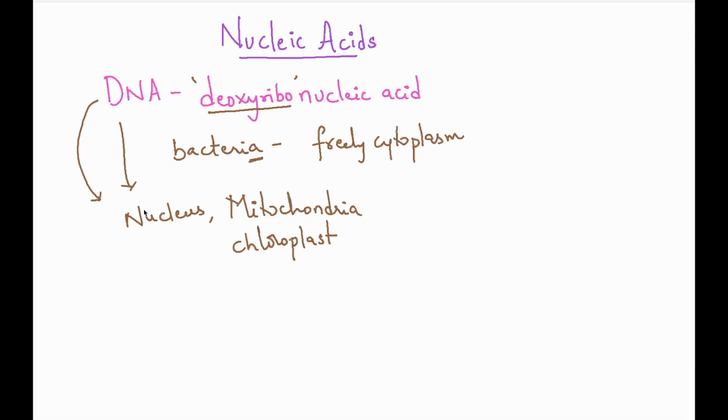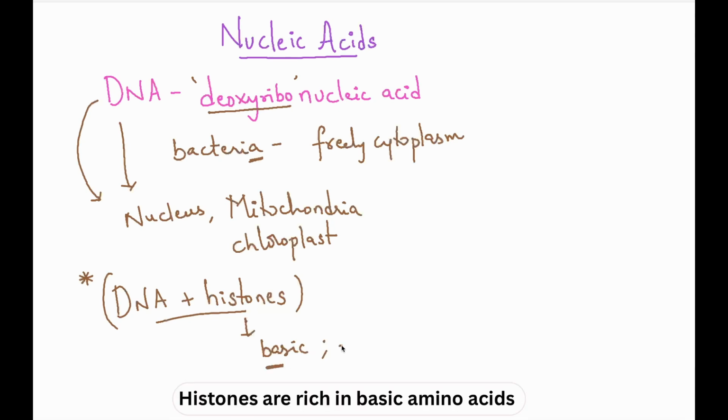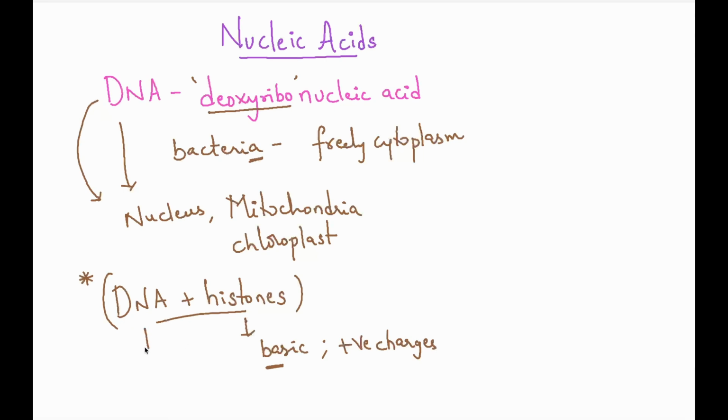In eukaryotic cells, DNA also exists in combination with a group of proteins called histones. Histone proteins are basic in nature and contain a high proportion of positive charges, while DNA, on the other hand, is usually negatively charged. We'll discuss this shortly. DNA is negatively charged because of the phosphate group present in its structure, so the negatively charged DNA interacts with the positively charged histone proteins.